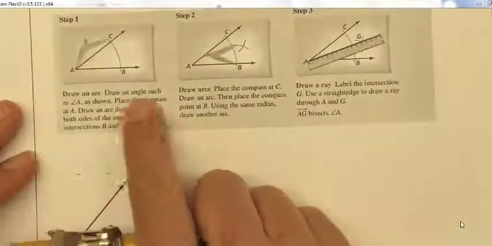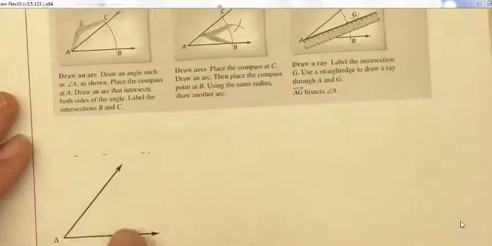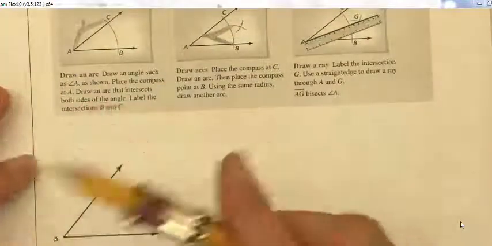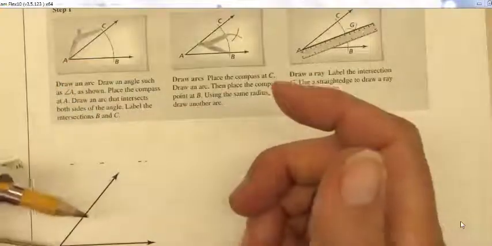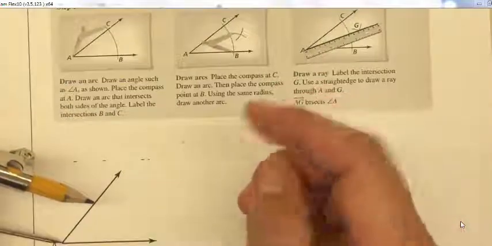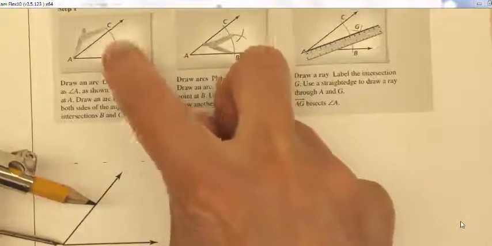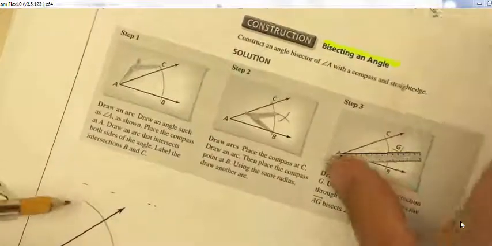Step 1, we're going to draw an angle such as angle A. Well, guess what? I've already done it for you down here. Place the compass at A. So that means that your compass point here goes at A. And we're going to draw an arc that intersects both sides of the angle, just like this picture here. Okay, so I'm just going to draw an arc that intersects both sides.